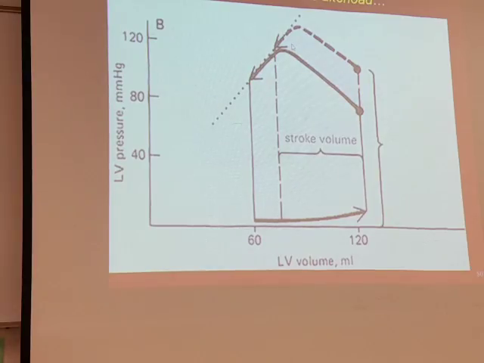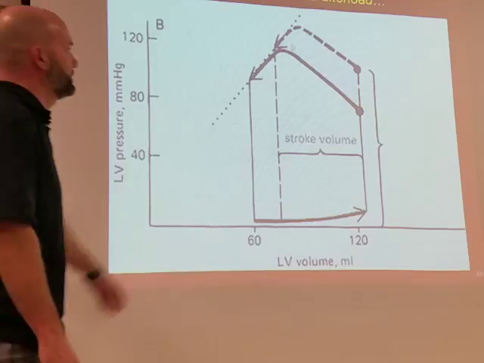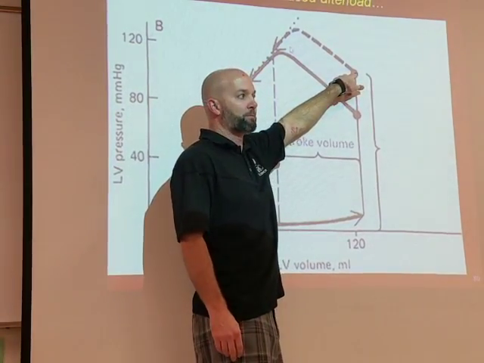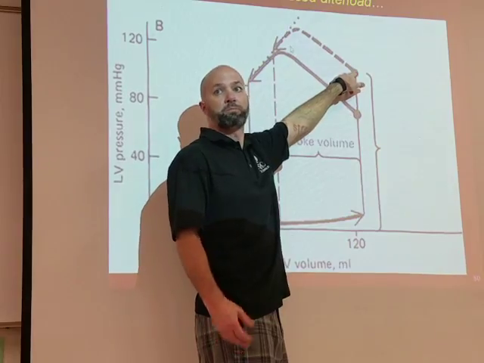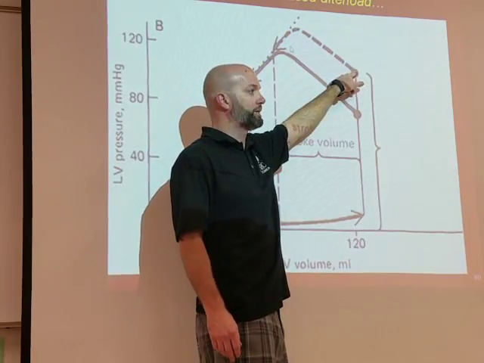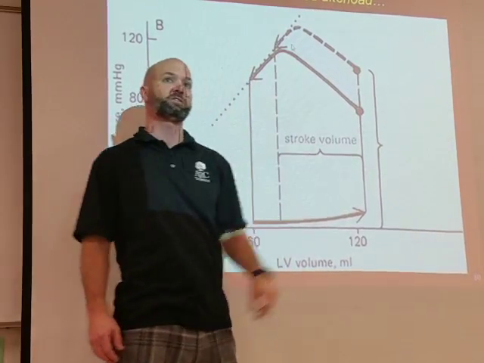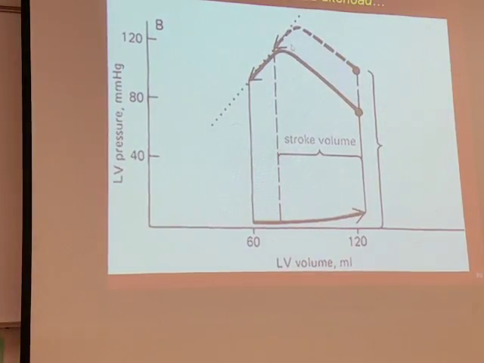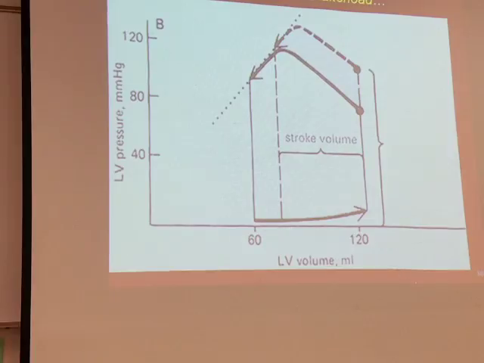What may be causing this increased afterload? Why would the valve open at a higher pressure? Increased aortic pressure. More back pressure, higher arterial pressure on the other side of that valve, so it's harder to open it.